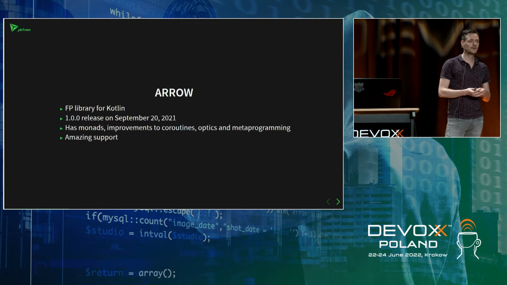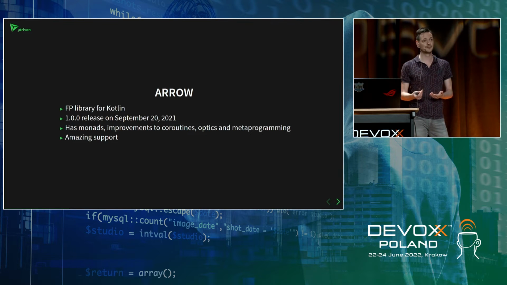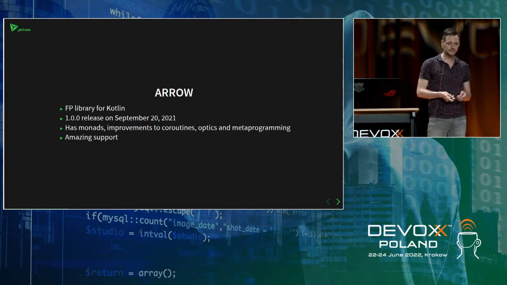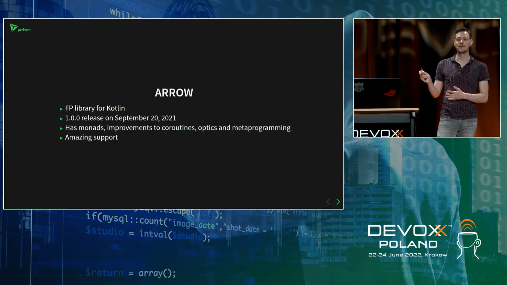So Arrow is a functional programming library for Kotlin. It's still relatively new. Its 1.0 release was September last year. It includes monads, some improvements to coroutines, some optics, and some metaprogramming.